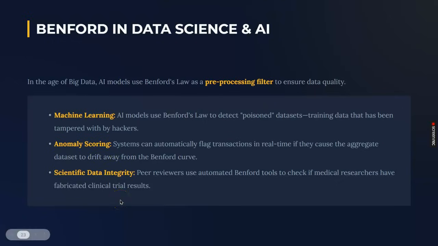Scientific data integrity. Peer reviewers use automated tools to check if medical researchers have fabricated clinical trial results. That's the same sort of thing with the numbers. You can use numbers of maybe successful patients or positive results, things like that. And then you maybe use the first or second digit to determine whether or not it follows Benford.